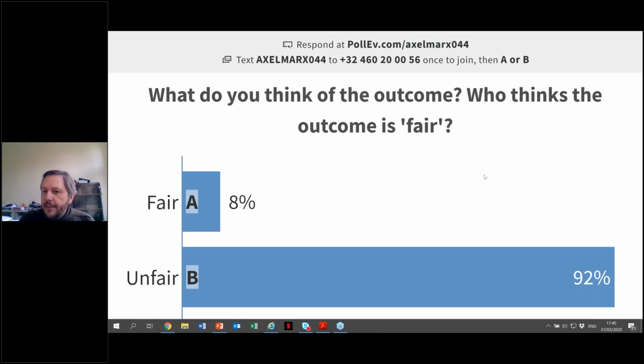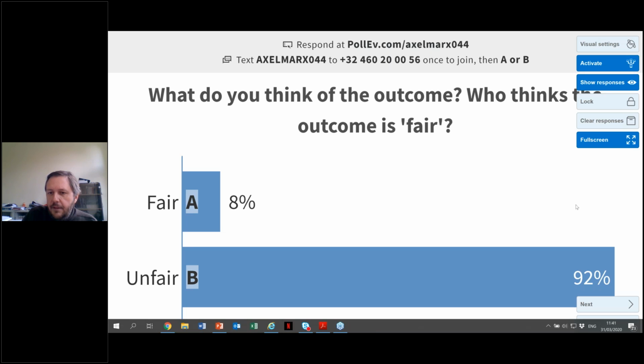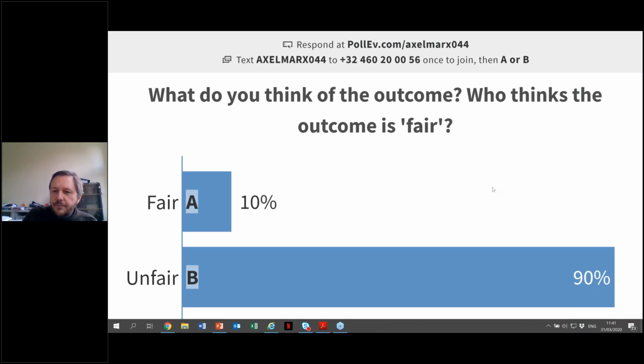So if you raise your hand, I will unmute you, and then you can talk to the rest of the group and tell us why you think the outcome is unfair, or why you think the outcome is fair. Who wants to raise their hand and answer to the whole group? So I have Robert, I have Tim. Robert, I will give you the floor first. Robert, can you start? Hello, can you hear me? Yes, we can hear you.